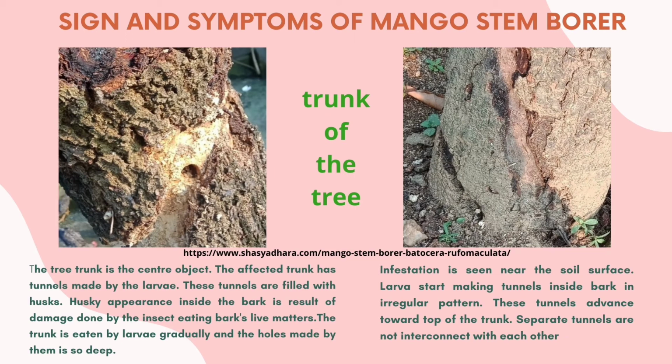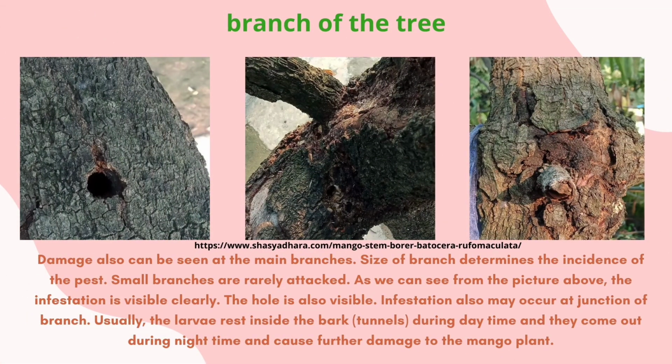For the second picture, infestation is seen near the soil surface. Larvae start to make tunnels inside the bark in an irregular pattern. These tunnels advance toward the top of the trunk, and the tunnels are not interconnected with one another. Damage can also be seen at the branch of the tree. The damage depends on the size, and small branches are rarely attacked. From the picture above, we can see the big hole clearly. Infestation may occur at the junction of the branch.